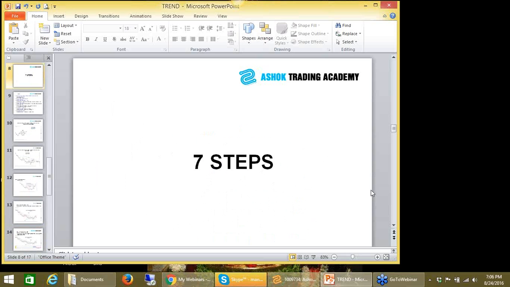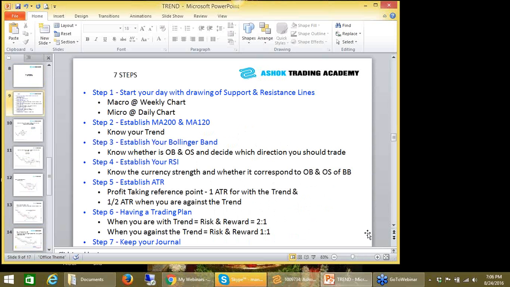Next, I am going to analyze the 7 steps using the chain. What are the 7 steps? Step number 1, start your day with drawing support and resistance lines. This is just how we draw the trend line. Using the trend line, we can find the support and resistance.